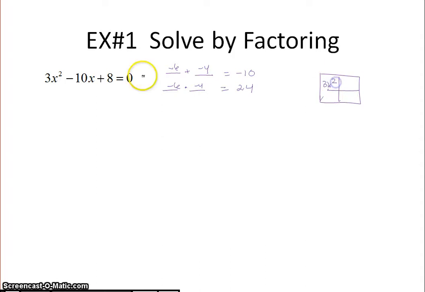So we're going to set up our box, and inside of our box, 3x squared goes in the upper left corner, the 8 goes in the bottom right, and then our number -6x, and our other number, -4x, go here.